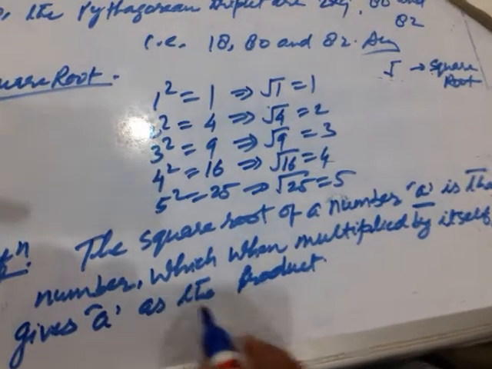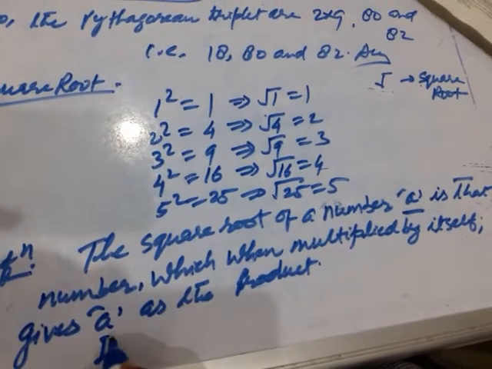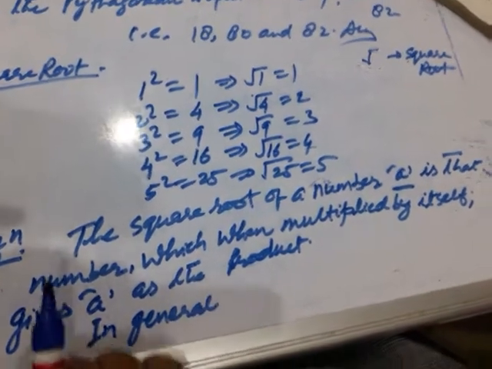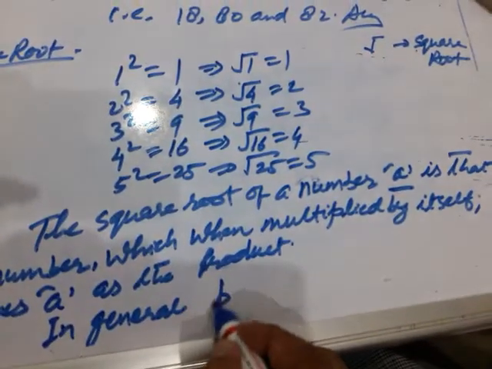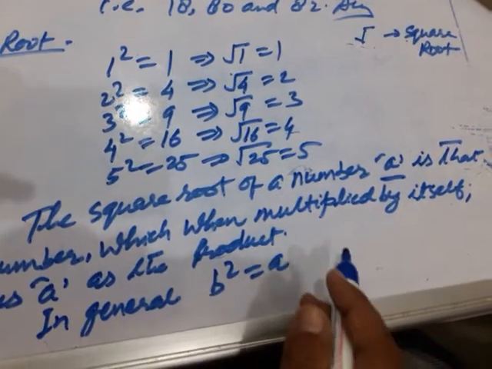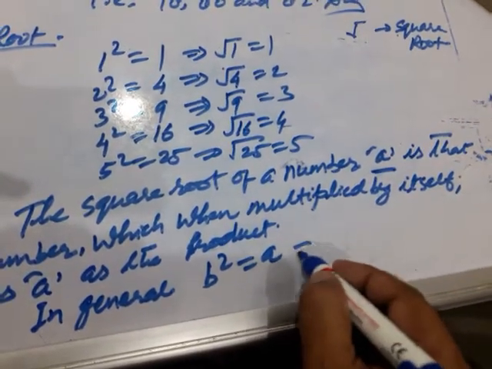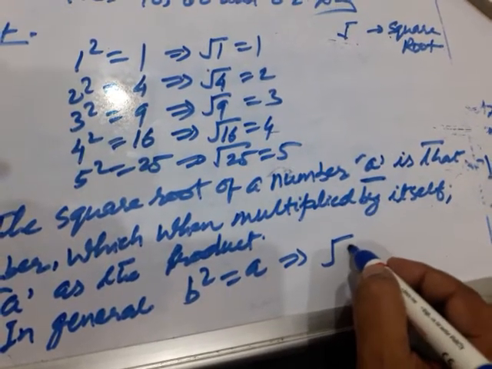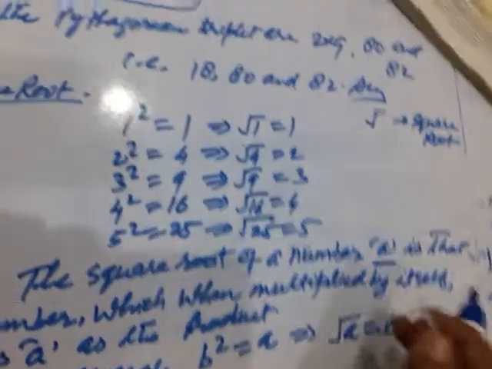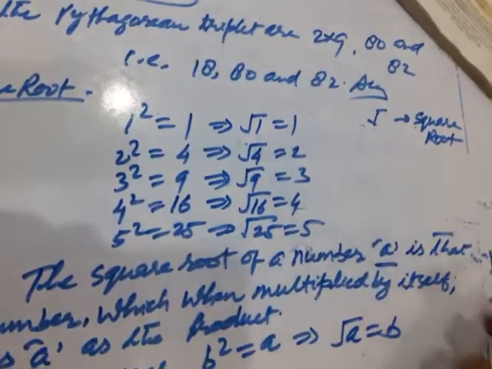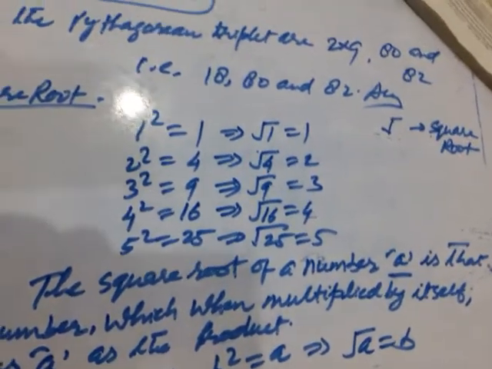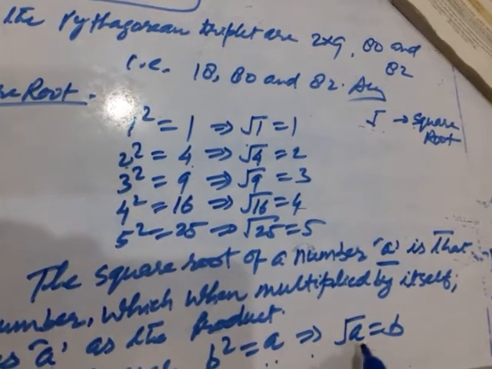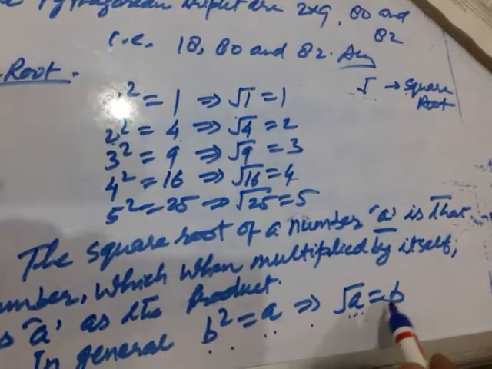For example, in general we can write it algebraically. If b square equal to A, clear, then we say that under root A equal to B. Clear that numerically we have already shown over there. B square equal to A here, 2 square equal to 4 here. Then we say that under root A, that is square root of A equal to B.